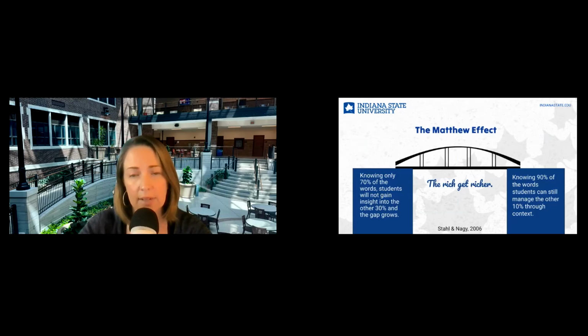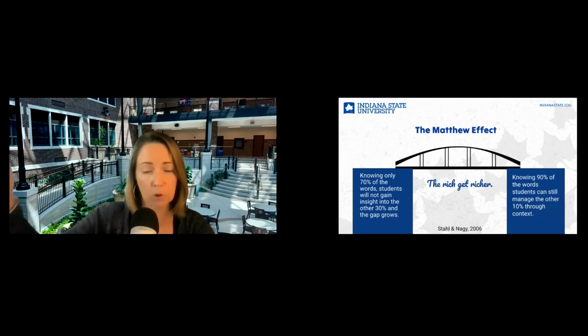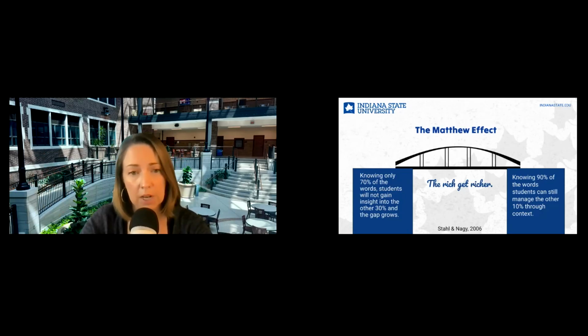When a student reads a text, they have to be able to understand at least 90% of the words in that text. Their brain can fill in the gaps for that 10% that they're missing. Whereas if a student only knows 70% of the words in the text, those gaps are too great for them to fill in the blanks, and they are not going to understand the text that they just read. So what happens is those students that can read on grade level will continue to acquire more vocabulary, and their vocabulary grows and grows. What we do a lot with our special education students or multilingual learners, we will water down the text so that they can access it.